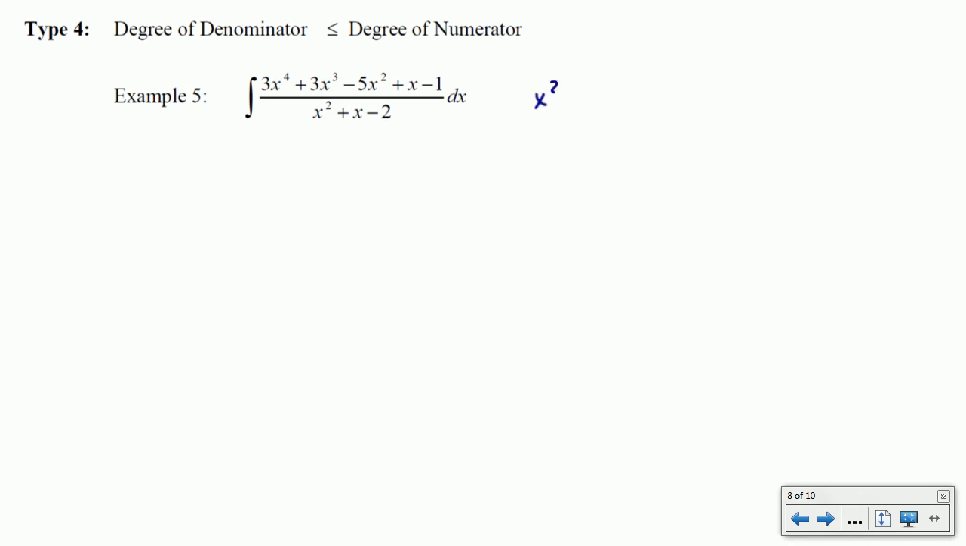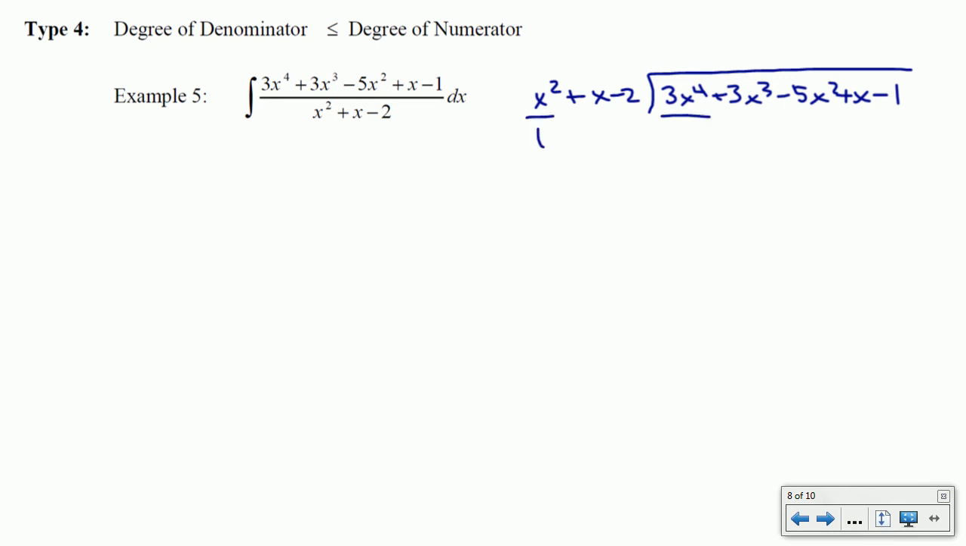So x squared plus x minus 2 is our divisor, and 3x to the 4th plus 3x cubed minus 5x squared plus x minus 1 is our dividend. If we focus on our first terms, x squared and 3x to the 4th, I would need to multiply x squared by 3x squared to get 3x to the 4th. So next we multiply 3x squared by the divisor and subtract that from the dividend.